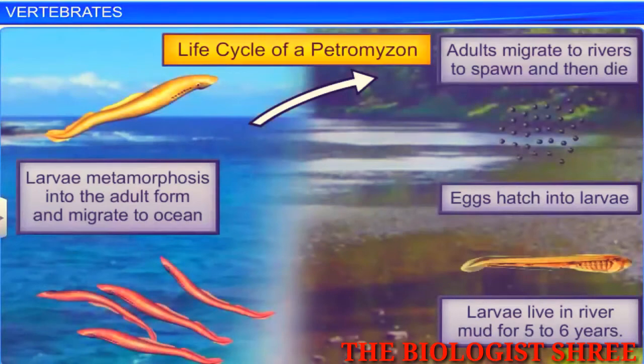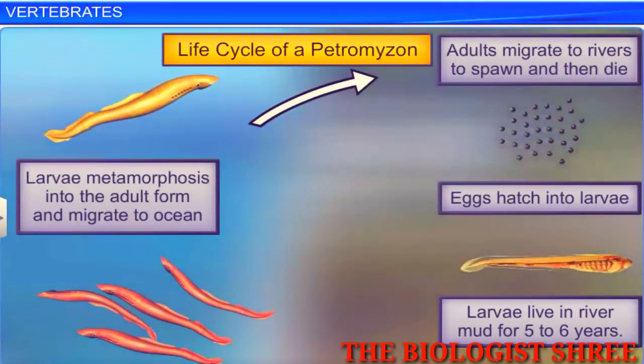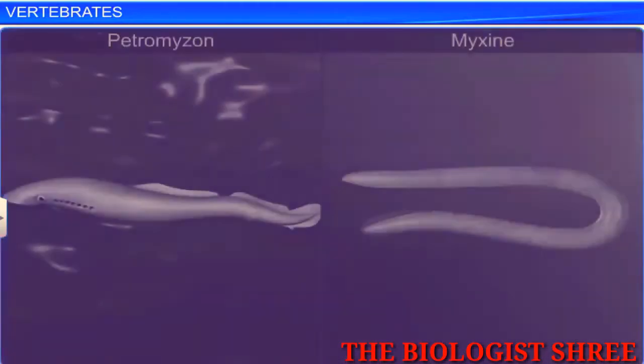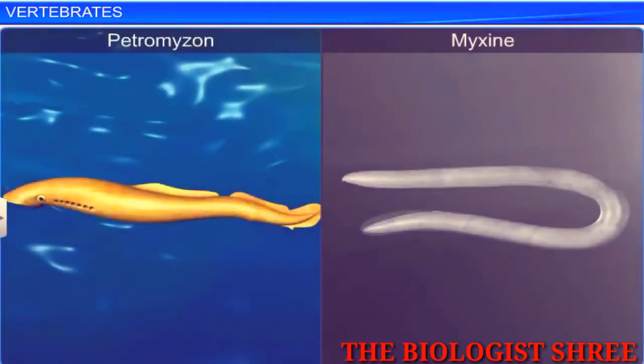The life cycle of cyclostomes is unique. They migrate to fresh water to spawn and die within a few days, leaving their larvae, which after metamorphosis return to the ocean. Petromyzon and Myxine are examples of cyclostomes.